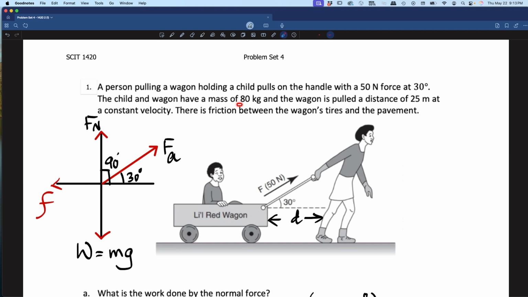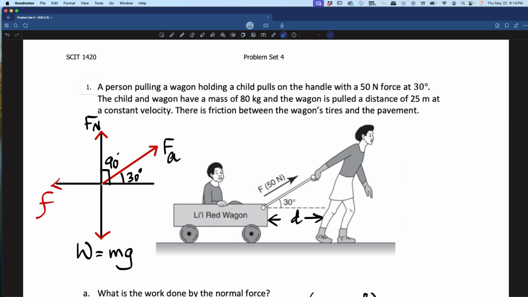So you have the mass of the wagon, you have the distance moved, you also have the force applied and the angle, and it says there is friction between the wagon's tires and the pavement. Okay. Before we go to the questions, let's draw the free body diagram. From the previous chapter, you know that free body diagram means representing all the forces that act on that object. The object of interest here is not the person, but the wagon.